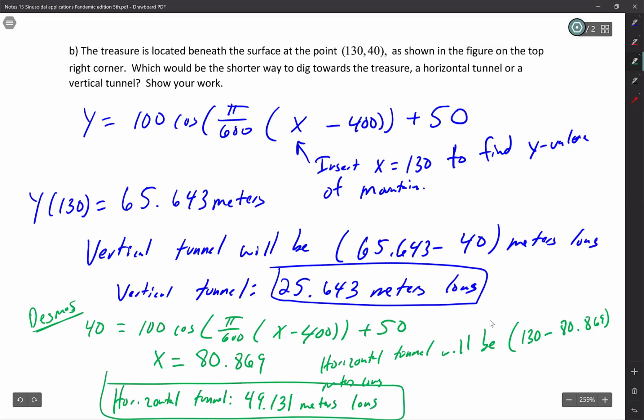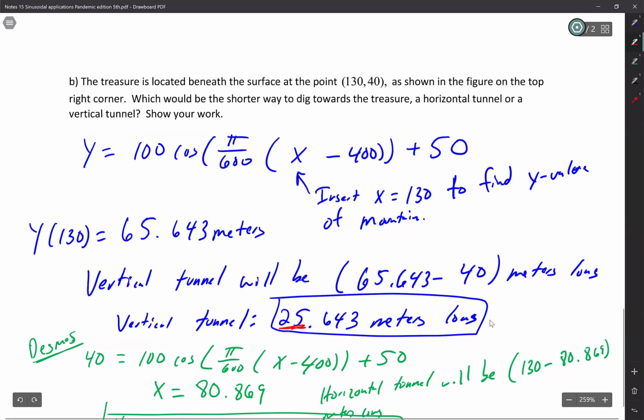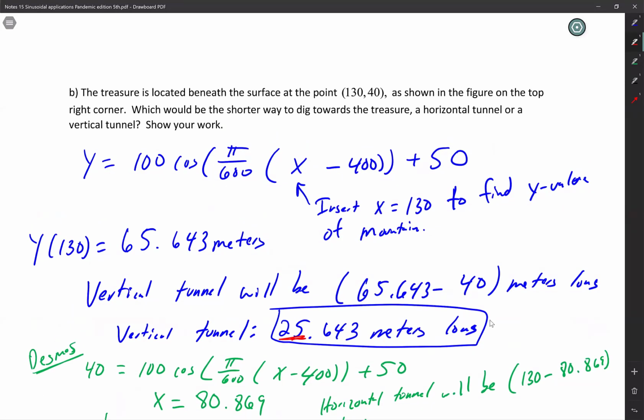Which one's the shorter tunnel? Vertical or horizontal? Vertical. Vertical is a lot shorter, guys. So somewhere here, I'm probably going to circle vertical tunnel. That does not mean that you answered it. Tell me. Vertical tunnel is shorter.